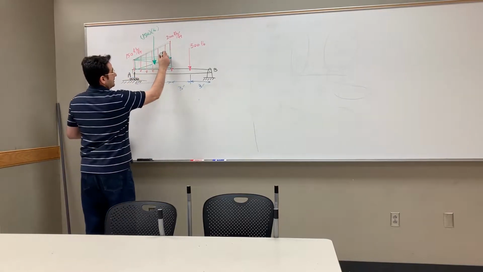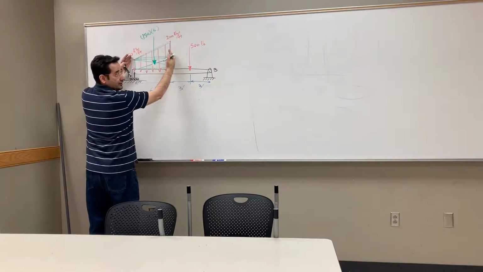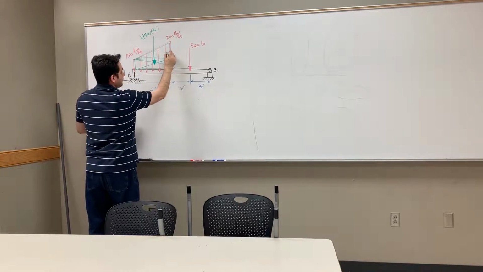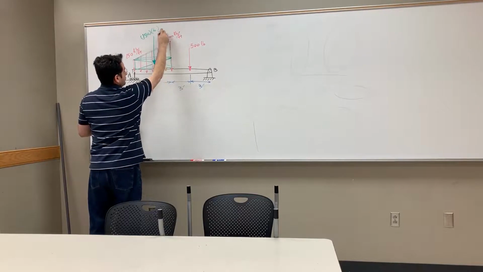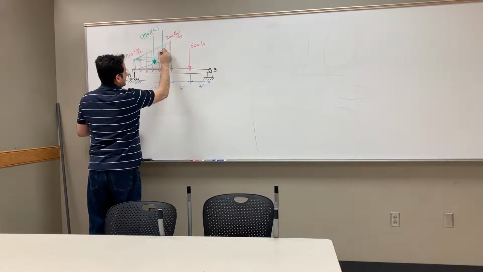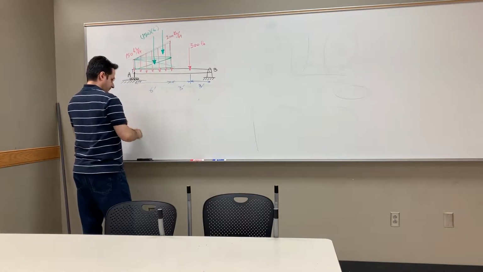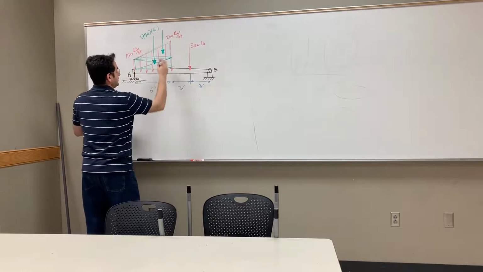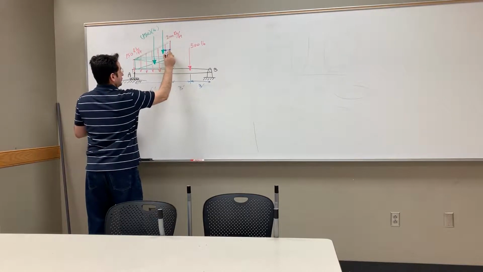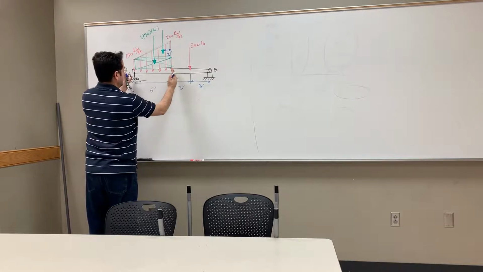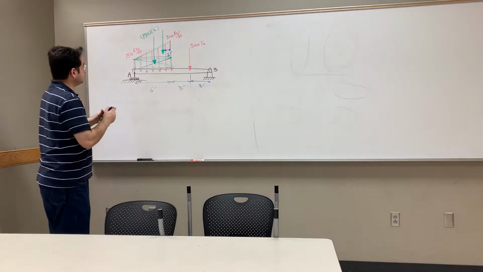The centroid is 1/3 of the height. What's the height? 6. 1/3 of 6 is 2. So from the base, from here to here, is 2, and you put a point load. You see? So, let's use the blue color. From here to here is 2. It's 1/3 of 6, right?